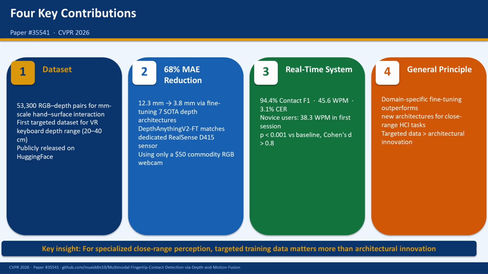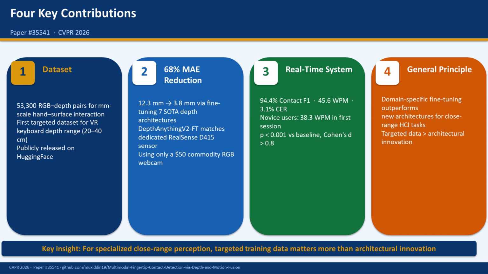Four key contributions. First, 53,300 RGB depth pairs, publicly released. The first close-range VR keyboard dataset. Second, 68% MAE reduction via domain-specific fine-tuning, enabling a standard RGB camera to match dedicated depth hardware performance. Third, 94.4% F1, 45.6 words per minute, 3.1% character error rate, outperforming all commercial VR platforms tested.